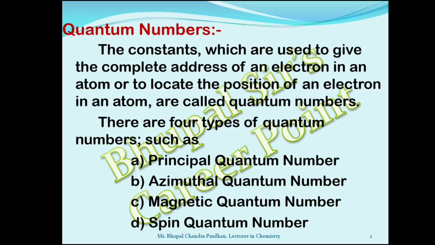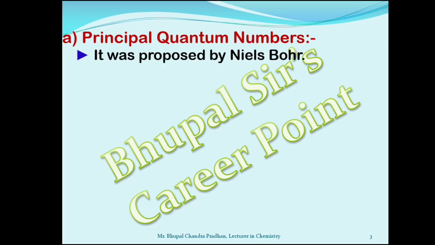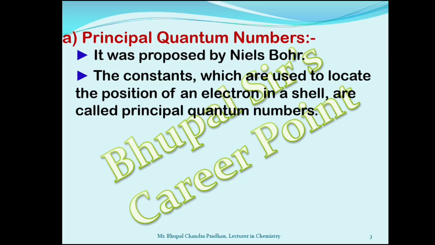Let us discuss one by one the different types of quantum number. First, let us come to the principal quantum number. It was proposed by Niels Bohr.